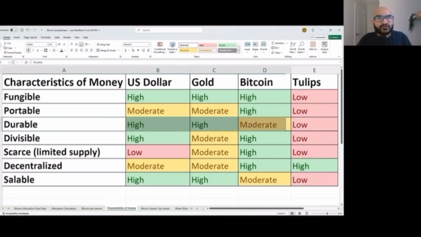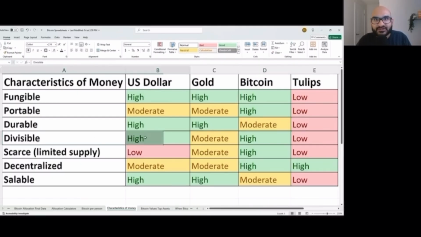Durability is, of course, important because you want your money to last for a very long time. The US dollar is only durable because you can exchange your physical currency for other units of currency if your currency is destroyed. Gold is very high for durability because you can't destroy gold. Bitcoin is, I would say, very high, but it doesn't have a very long history. That's the only thing that holds it back in terms of durability.